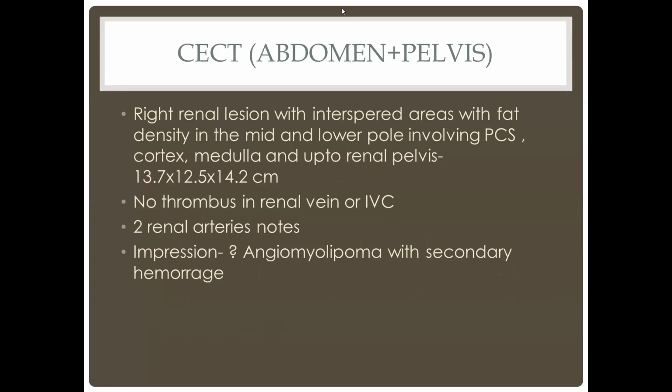CT suggested a right renal lesion with interspersed areas of fat density in the mid and lower pole, involving the pelvicalyceal system, cortex, medulla, and up to the renal pelvis, measuring around 13.7 by 12.5 by 14.2 centimeter. No thrombus in renal vein or IVC. 2 arteries are noted. Query angiomyolipoma with secondary hemorrhage.